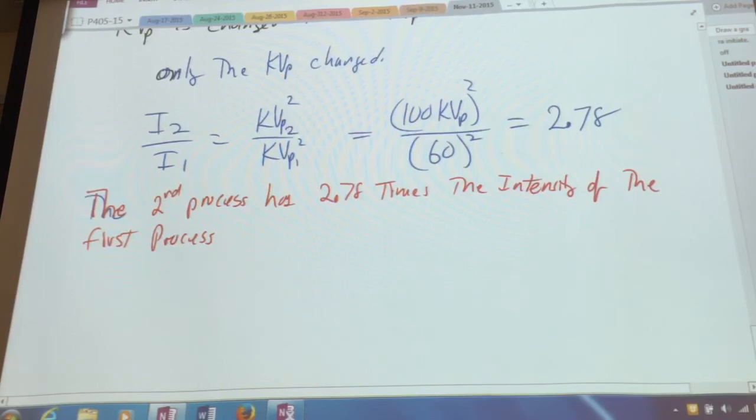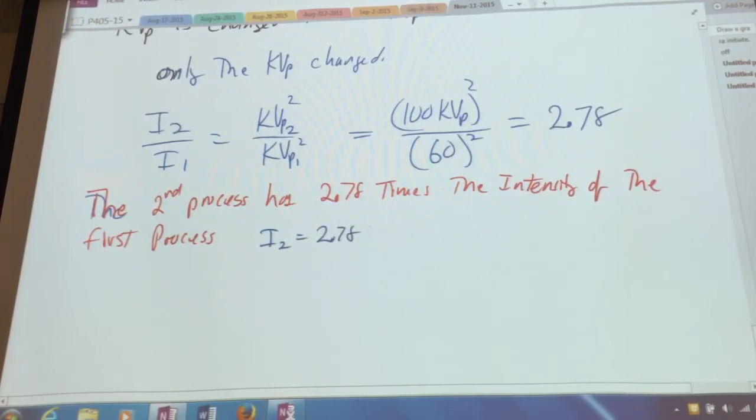Questions on what we did? Pierre? So the 2.78 is just basically we just divide the two kVps to get our intensity times that amount. We divide the square of the kVps, yes? Okay, so we don't add the first intensity and then solve for intensity 2. We just simply solve for the ratio for the change. Oh, well, you could solve for intensity 2. If you did the algebra, you would find out that I2 was equal to 2.78 I1, which expresses exactly the same thing. Oh, okay.